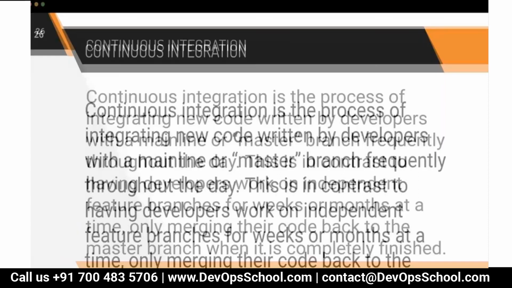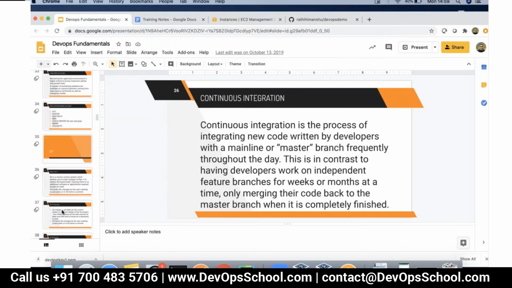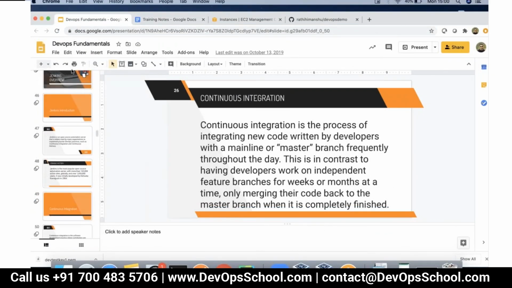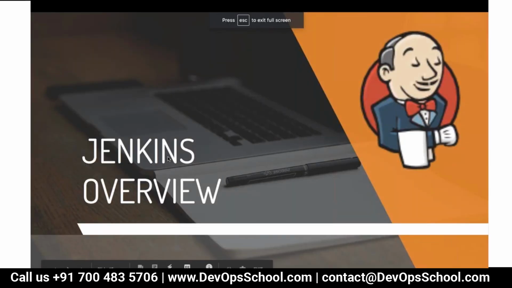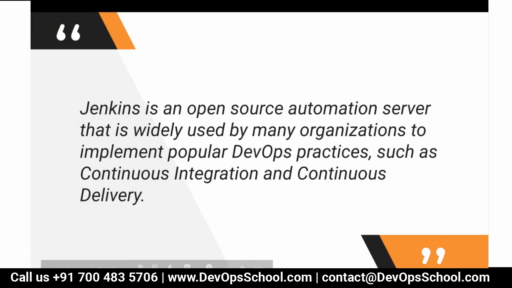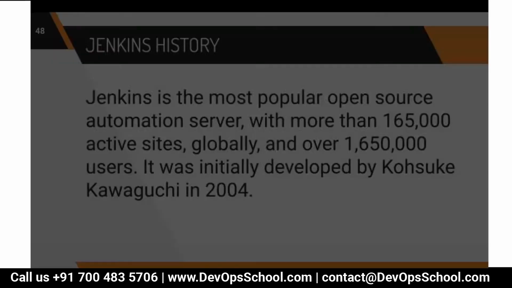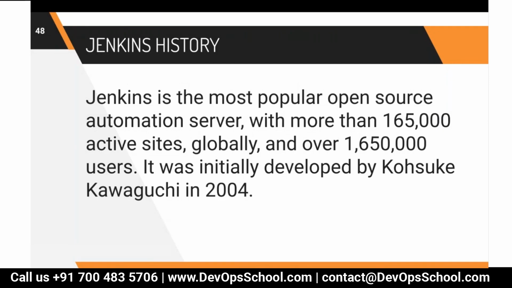Now let's try and understand how Jenkins works. What all do we do in there? Jenkins is an open source automation server that is widely used by many organizations to implement popular DevOps practices such as continuous integration and continuous delivery. Jenkins is the most popular open source automation server, with more than 165,000 active sites globally, and this number could be somewhat up and down.